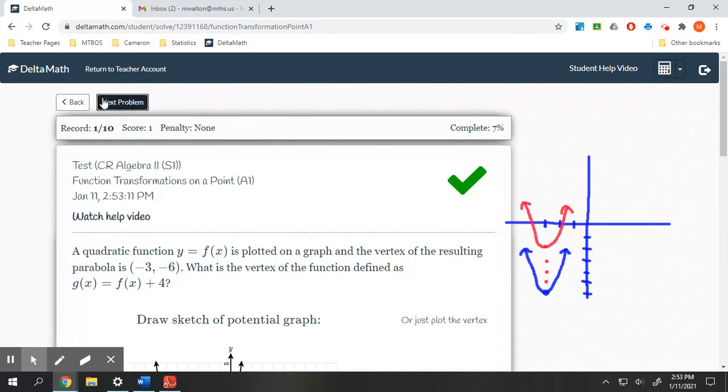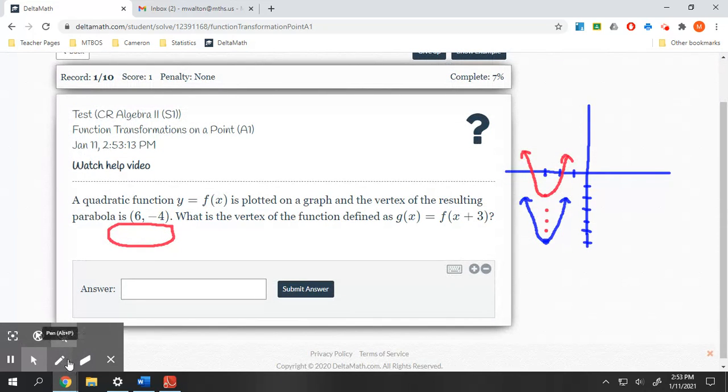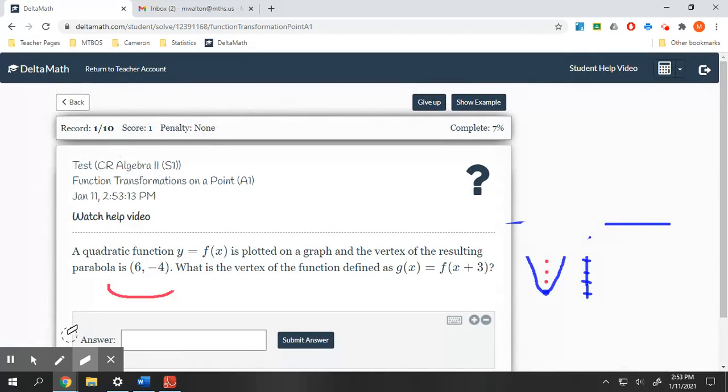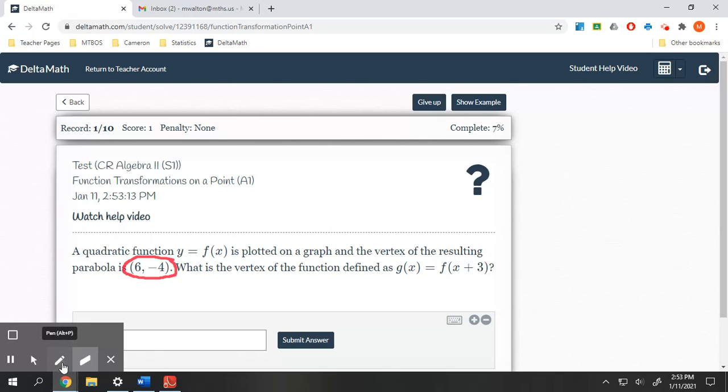So let's do one more just to make sure that we have this. I'm actually going to try to do this without the graph to help us out. Here is our initial parabola, and our initial vertex is (6, -4). Then it's asking, what is the new vertex if we are taking g of x equals f of x plus 3 on the inside?